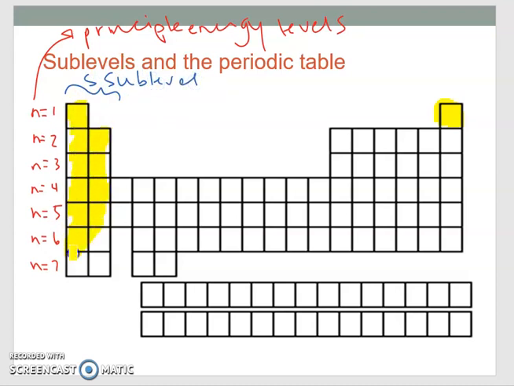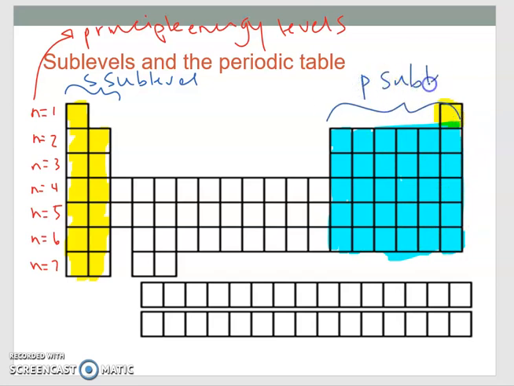Note that we have 2 columns of the periodic table, which corresponds with the 2 electrons. So our P sublevels are going to include 6 columns of elements, all grouped together here. So this blue area is going to represent our P sublevel.